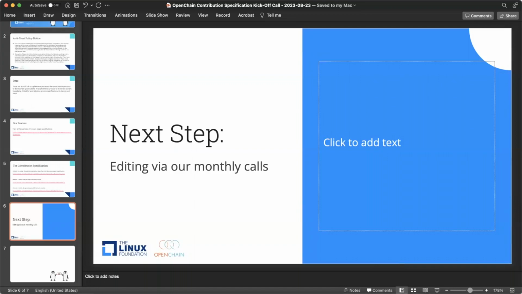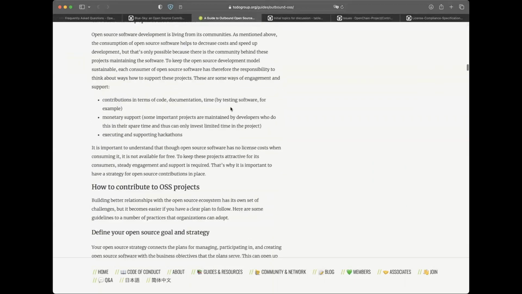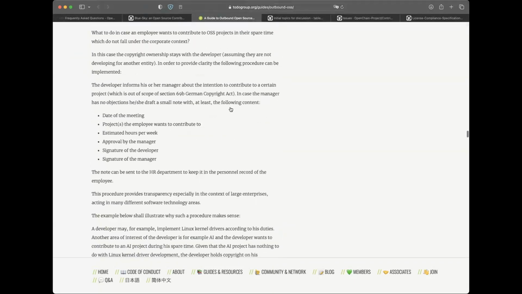Okay, obviously a lot of interest here, a lot of great ideas. We are so lucky that a ton of work has been done in this area already. I mean, people like Cornelius and others have been involved in things like this outbound guide for software from TODO that contains absolutely tons of data that we can use for our work.